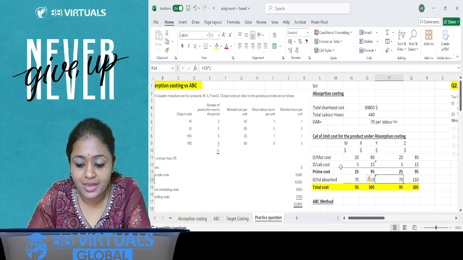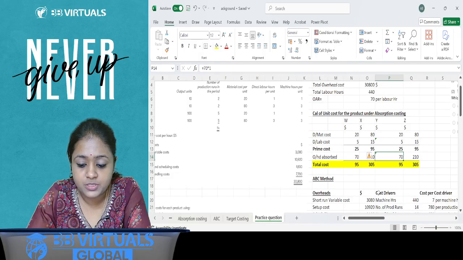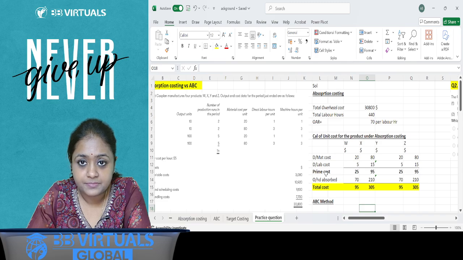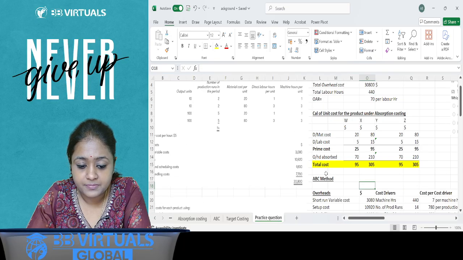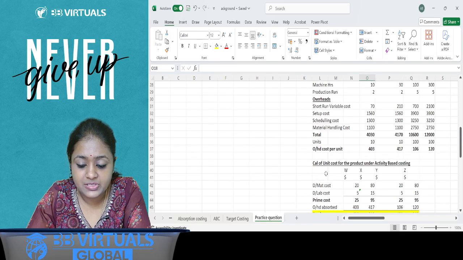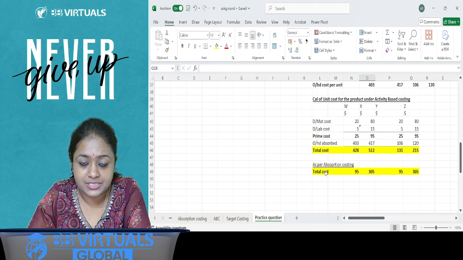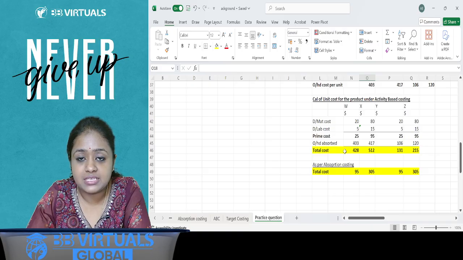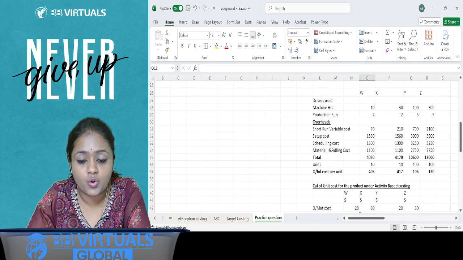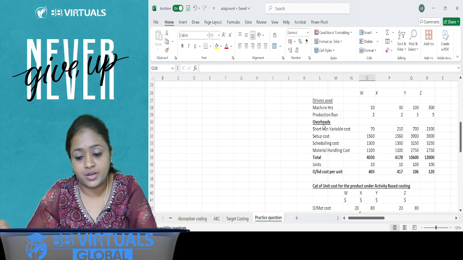Any questions anywhere you have, guys? This is your absorption costing sheet. Okay, and this is your activity based costing sheet. Any questions anywhere? So what do you find is more appropriate? Activity based costing, because it is giving a more reasonable basis to do the allocation of overheads. Okay, so it's always advisable to go ahead with activity based costing only.